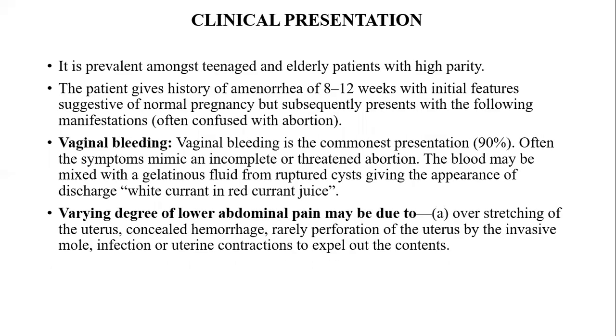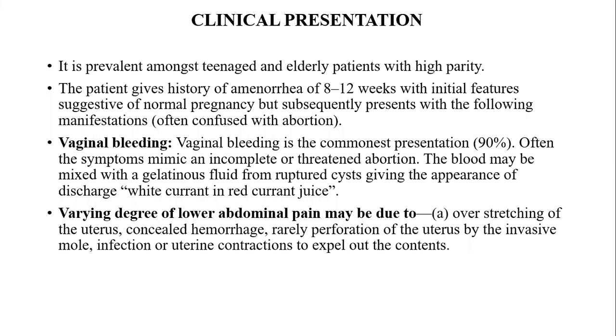So for the clinical presentation, it's prevalent among teenage and elderly patients with high parity. The patient may give a history of amenorrhea for about 8 to 12 weeks with initial features suggestive of normal pregnancy, but subsequently presents with the following manifestations.